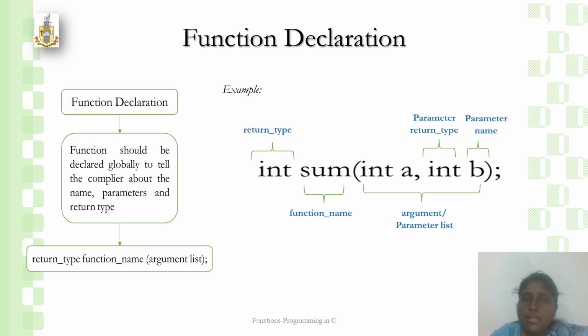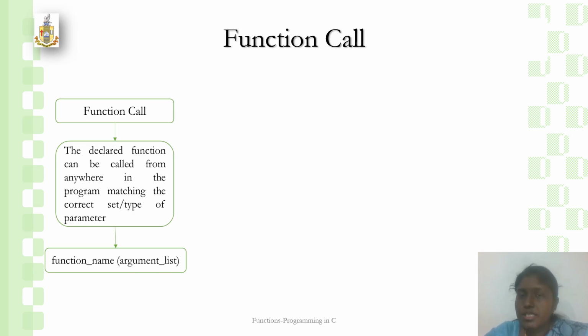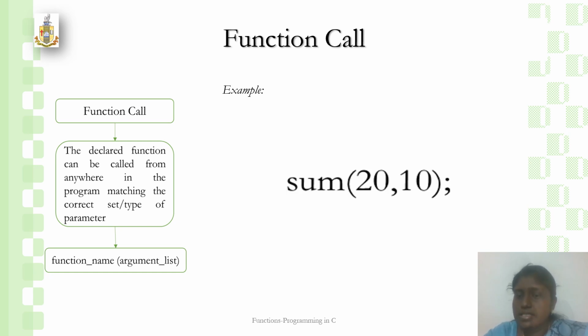So remember, this is how the function declaration will be done. Then the function call. Here we have declared the function name sum of int a comma int b, and the call will be like this. It is mentioned inside the main function, sum of 20 comma 10. In the previous slide, we have mentioned int a comma int b. Since both the variables are integer type, the values should be declared in the integer type.